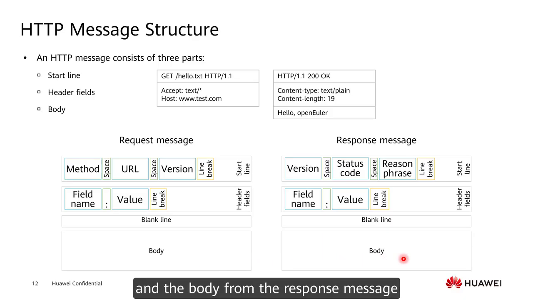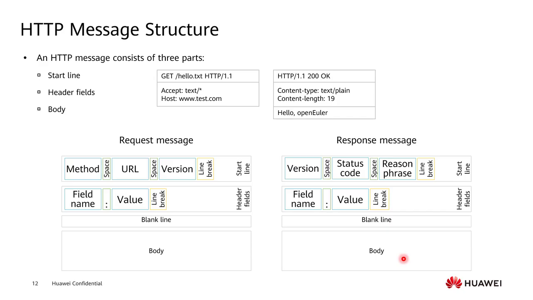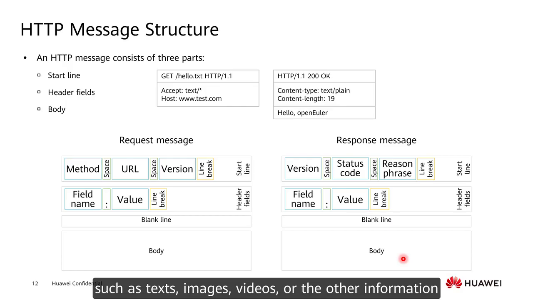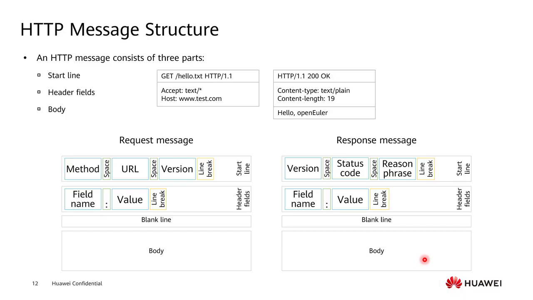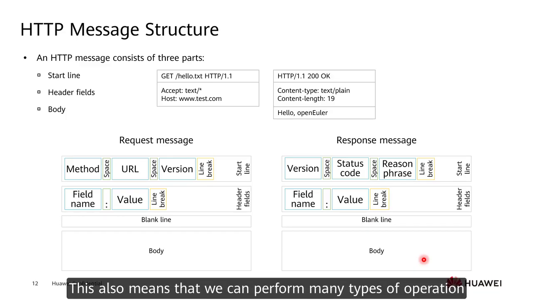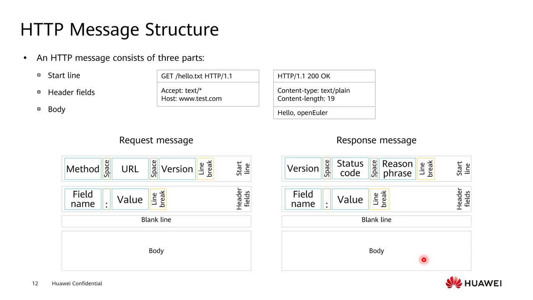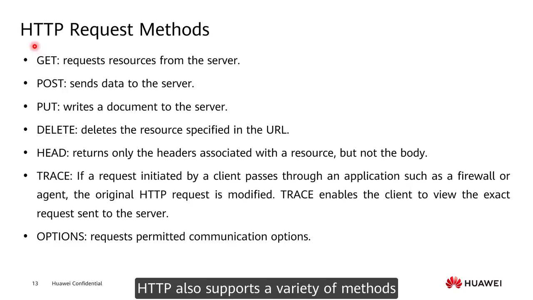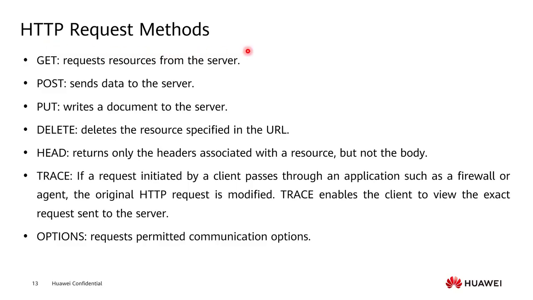the response message contains the data to be returned to the client. The body can contain arbitrary binary data, such as text, images, video, or other information. This also means that we can perform many types of operations through the web server. And besides this, as we mentioned earlier, HTTP also supports a variety of methods.